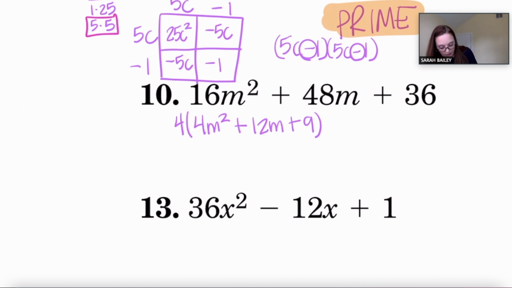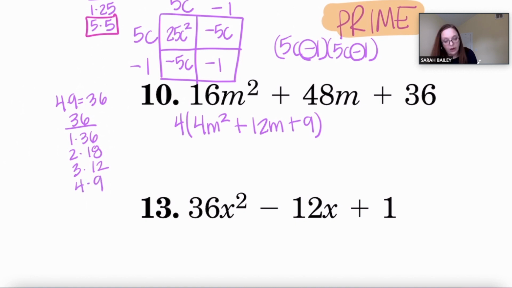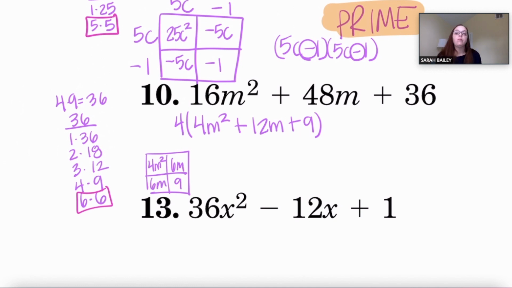So 4 times 9 is 36, and then I'm going to list out all the factors of 36. 2 times 18, 3 times 12, and 4 times 9. And I want a pair that would give me 12. Oh, and 6 times 6, y'all. Okay, I need a pair that would give me 12, which would be the 6's. So let's go ahead and write that. That's 4m squared, that's 9, 6m and 6m. So that would give me positive 12, and positive times positive is positive. Okay, so this is going to work.